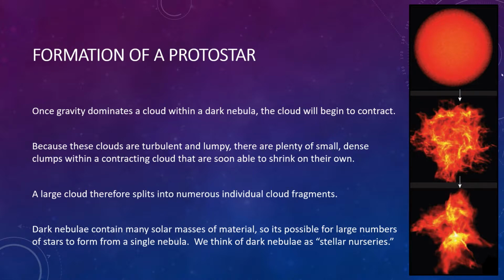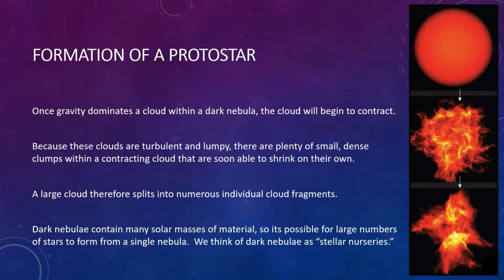So you're seeing this here in a simulation on the right. Here's just a simulated cloud out in space. As it starts to collapse, it kind of clumps up in certain regions. It's not a perfectly symmetric process. So a large cloud therefore splits into numerous individual cloud fragments. Because dark nebulae contain many solar masses of material, it is possible for a large number of stars to form out of a single nebula. Thus, we can think of dark nebulas as stellar nurseries.